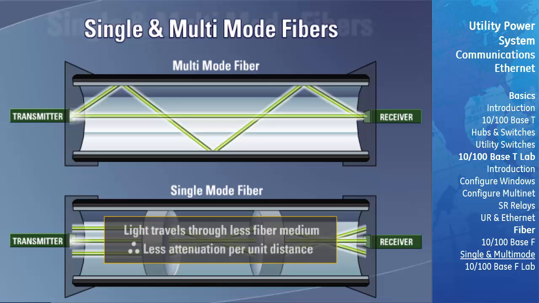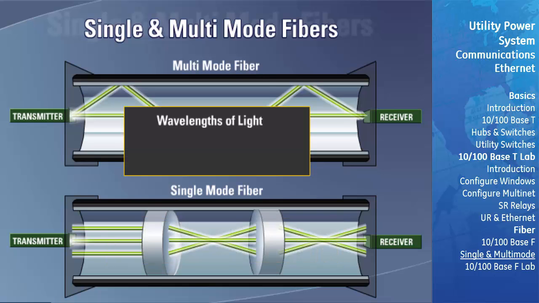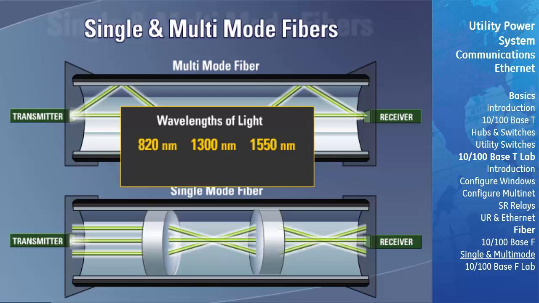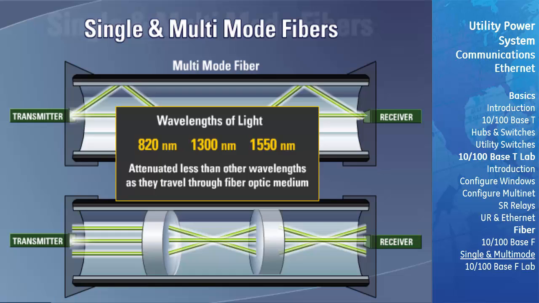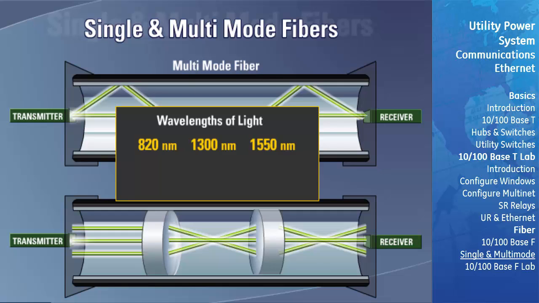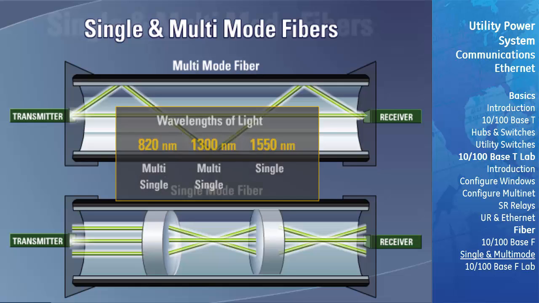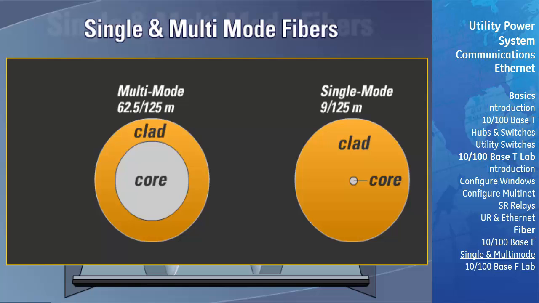The wavelengths of light that are used in fiber optic communication are 820, 1300, and 1550 nanometers, because it's been found that these wavelengths of light are attenuated less than other wavelengths of light as they travel through the fiber optic medium. Traditionally, 820 nanometer cable has been offered only in multimode, but recently single-mode 820 nanometer cables have come into existence. 1300 nanometer cable is offered in both single and multimode, while 1550 nanometer cable is typically only offered in single mode.